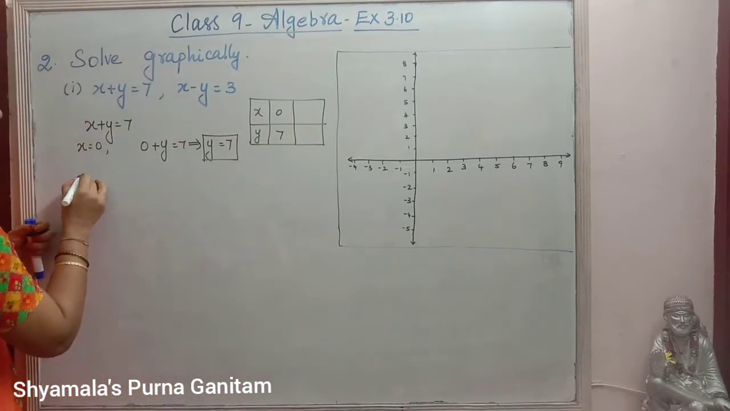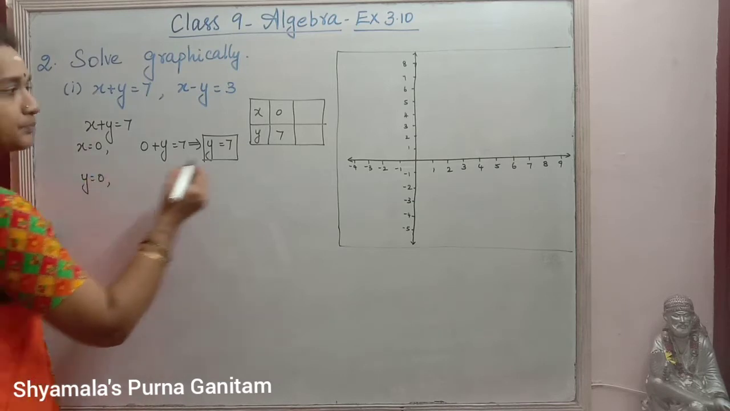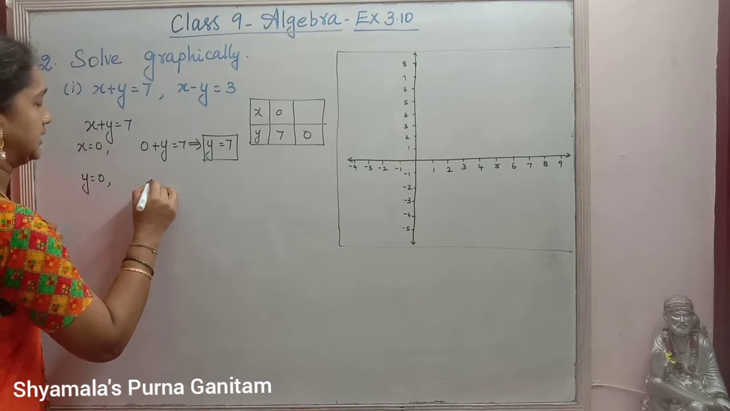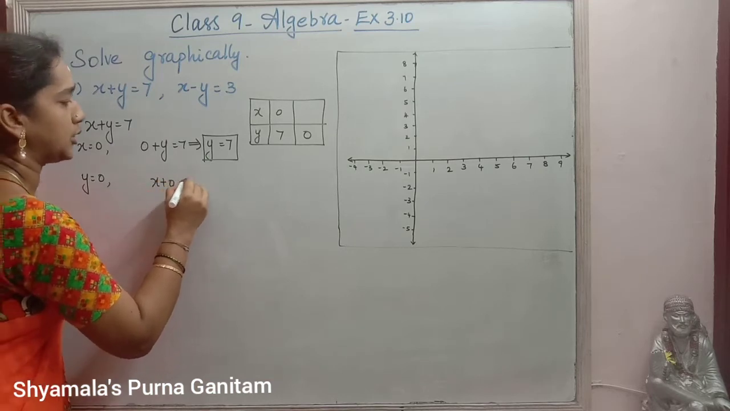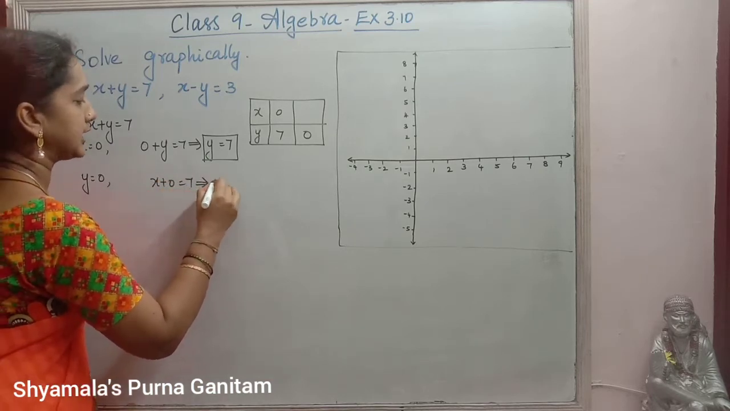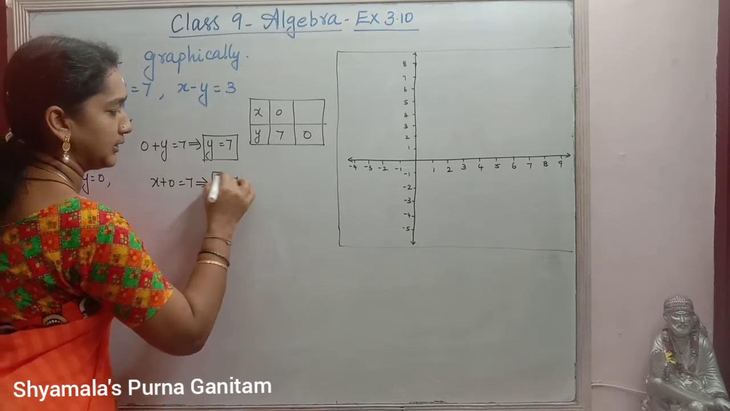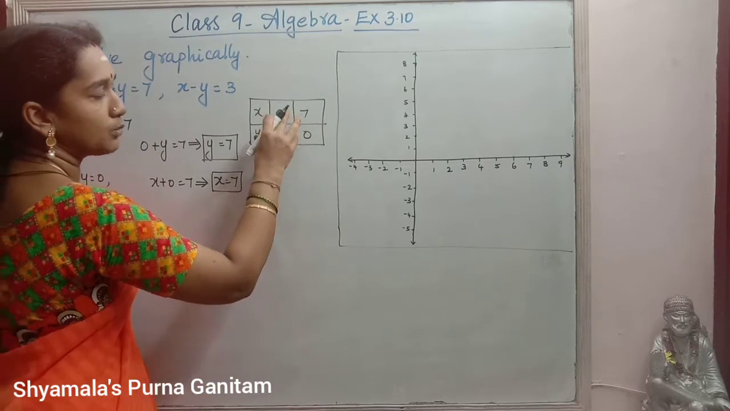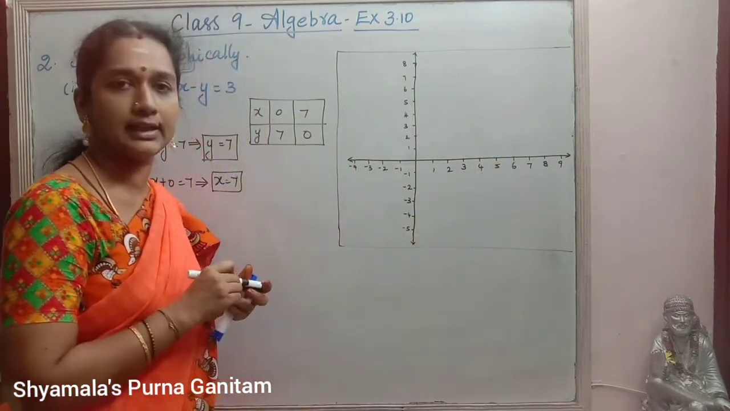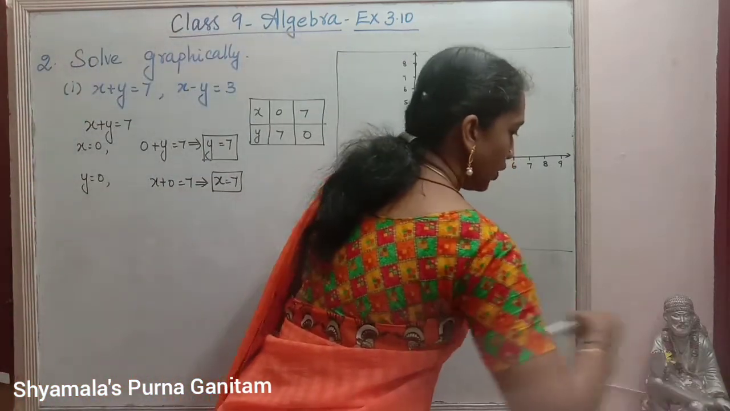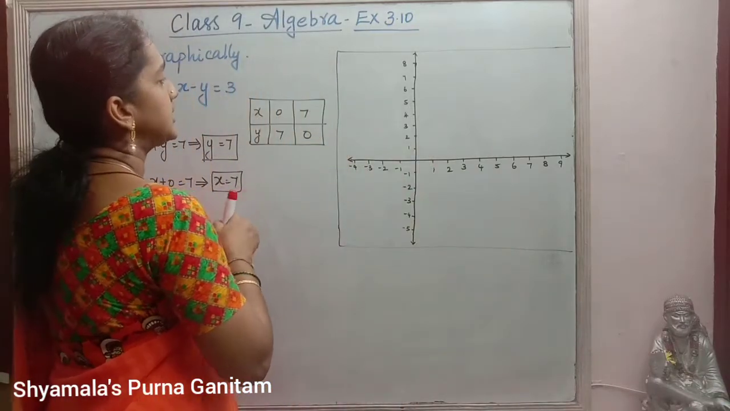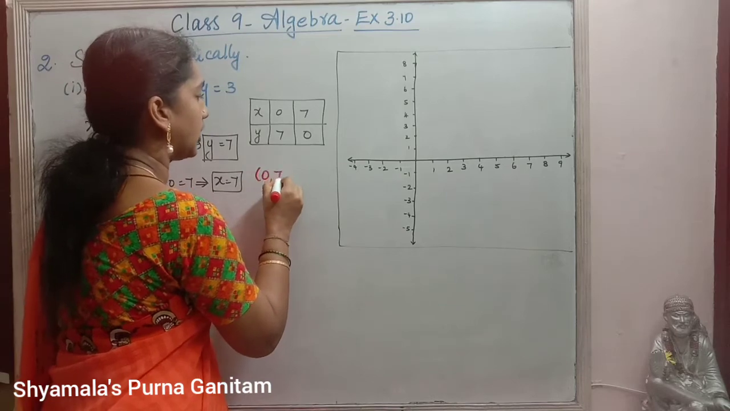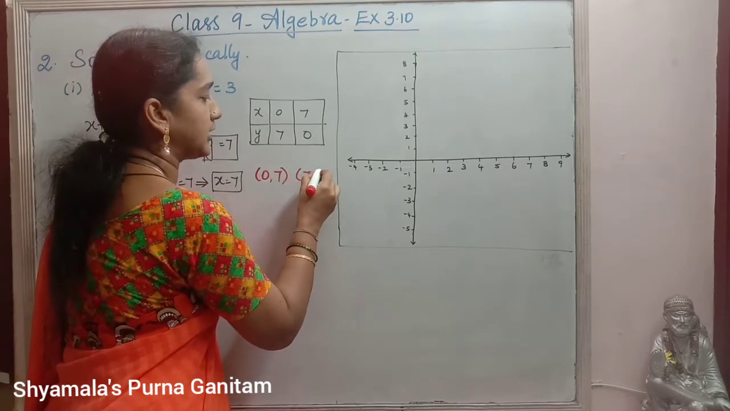Now we will take the y value as 0. So x plus 0 is equal to 7, so we will get the x value as 7. So if y is 0, x is 7. These two points only we are going to plot in the graph here. So the two points to be plotted are 0, 7 and 7, 0.